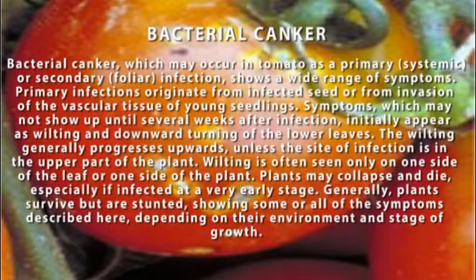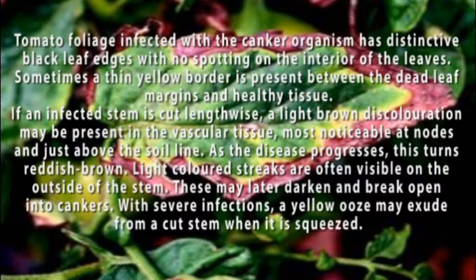Plants may collapse and die, especially if infected at a very early stage. Generally, plants survive but are stunted, showing some or all of the symptoms described here, depending on their environment and stage of growth. Tomato foliage infected with the canker organism has distinctive black leaf edges with no spotting on the interior of the leaves. Sometimes a thin yellow border is present between the dead leaf margins and healthy tissue.